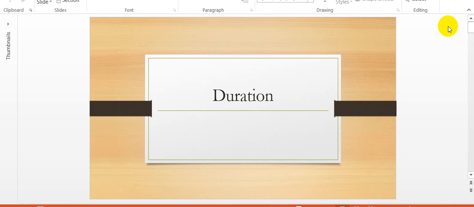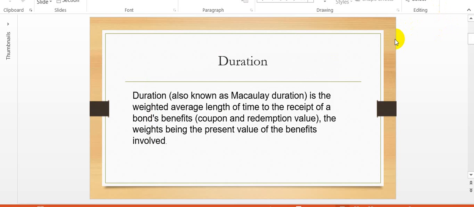So welcome to this lesson. We are going to discuss duration. Duration is used as a measure in bonds. Duration is also known as Macaulay duration.